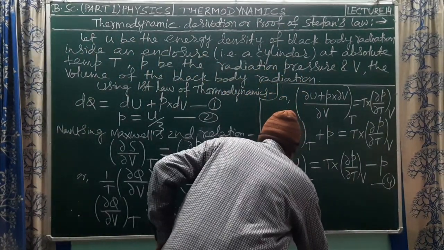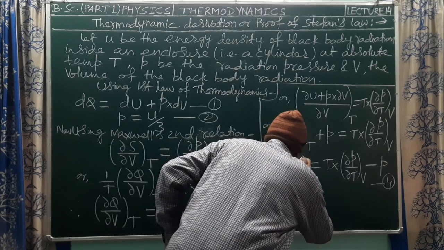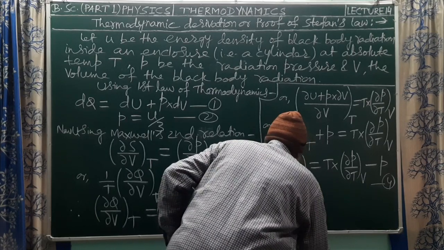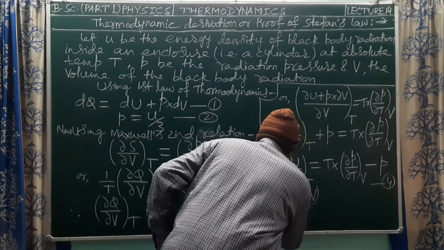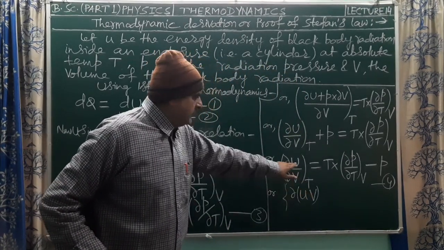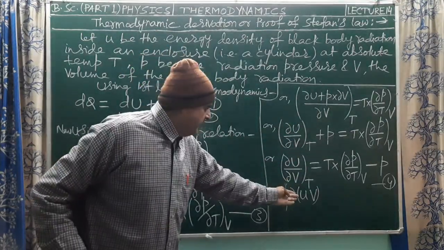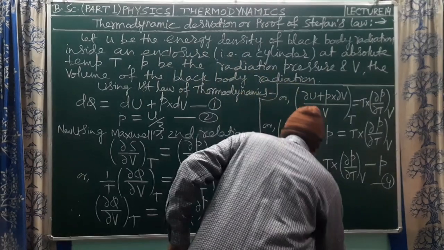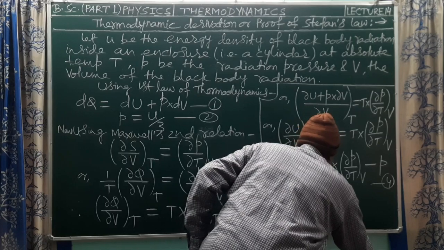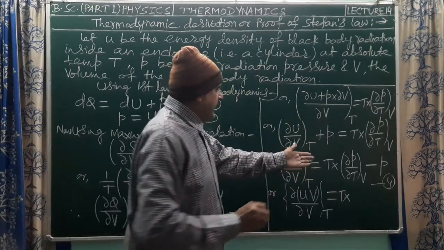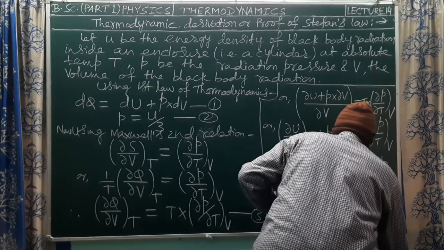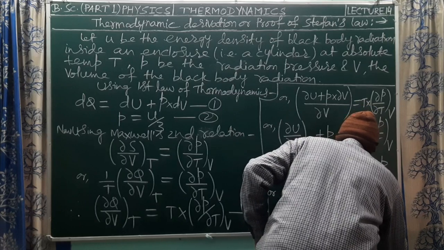Internal energy: in place of capital U we can write a small u into capital V. So it is del of a small u into capital V, in place of capital U, internal energy, upon del V at constant temperature T. The RHS now is T multiplied by del T multiplied by under bracket del, and in place of P we can write the pressure of diffuse radiation, or radiation pressure, as u by 3.